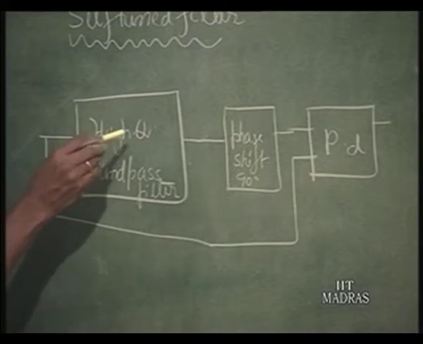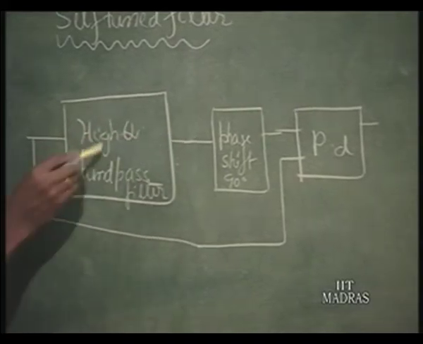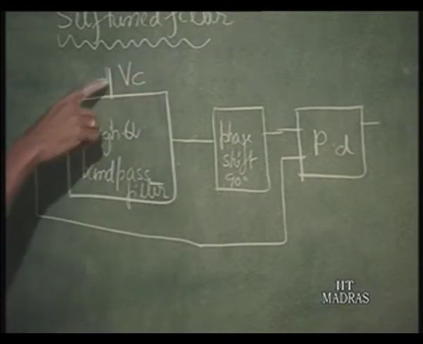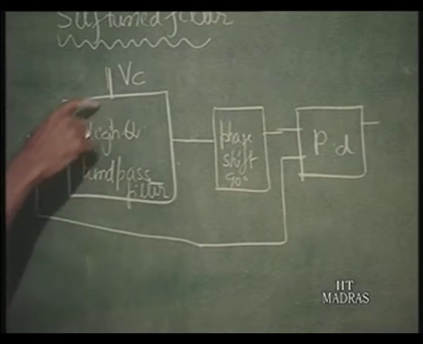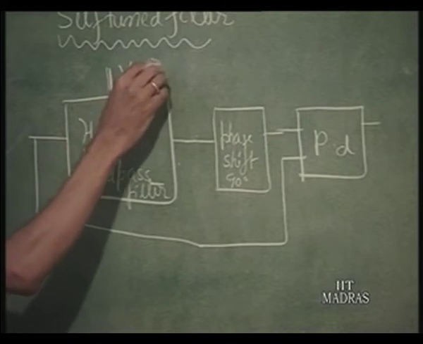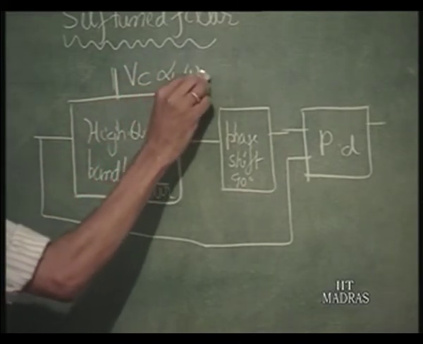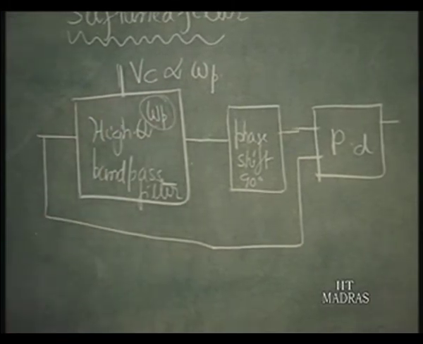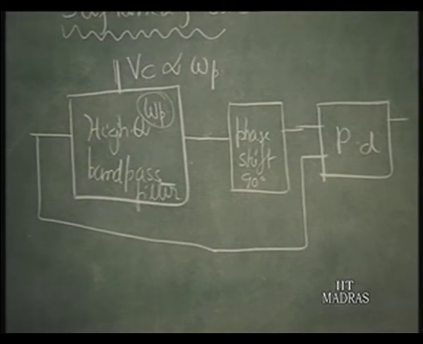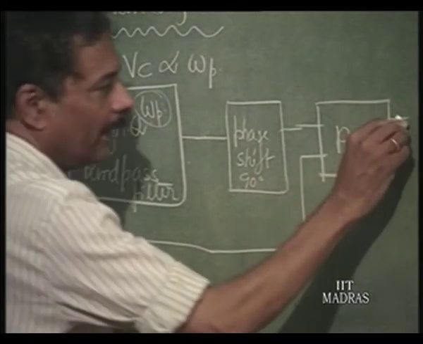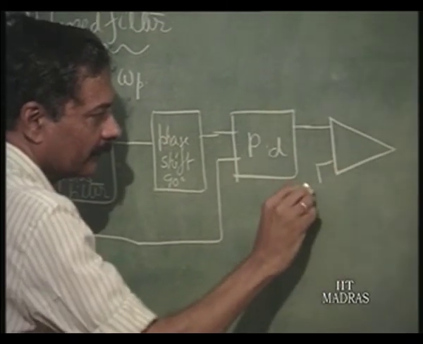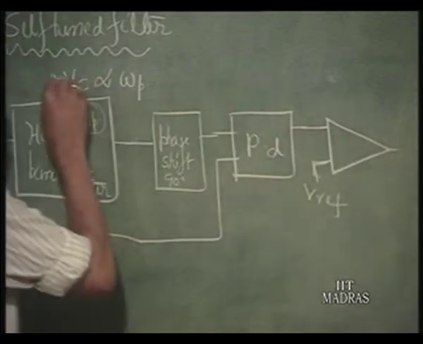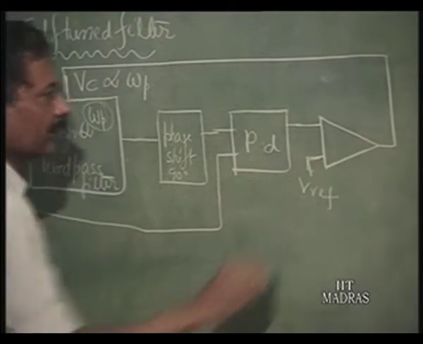So when this is exactly tuned to the band pass filter center frequency, let us say that is the control signal which will tune this to some center frequency. Vc therefore is directly proportional to omega p, that is omega p is the center frequency of this, pole frequency of this. So we will compare this with a reference and then it is fed to this control signal.